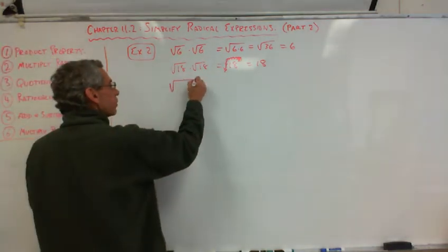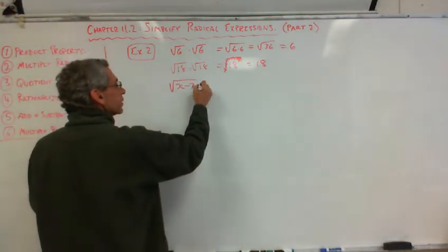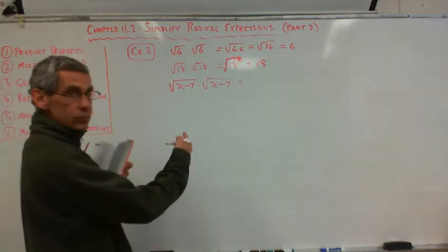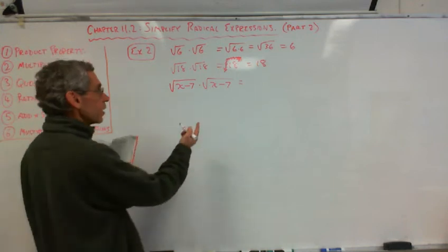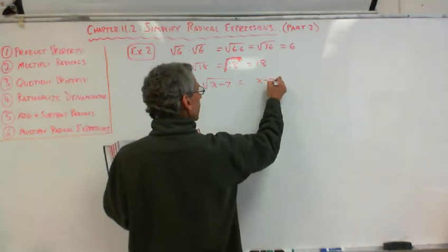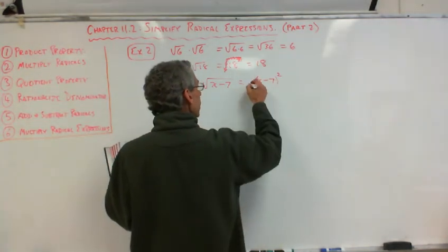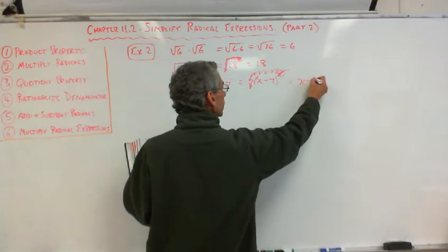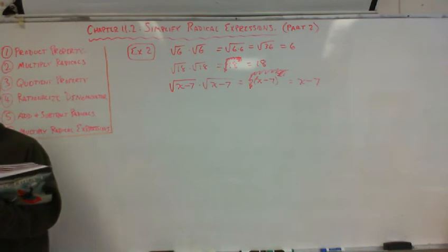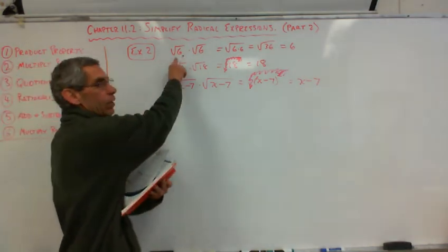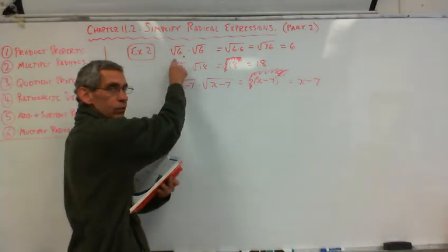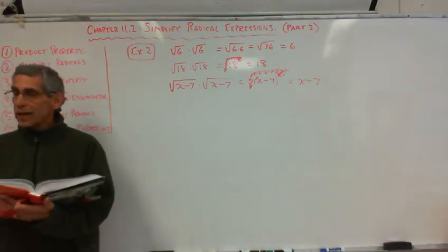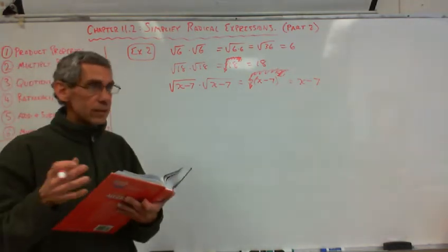So what about this though? What if I had the square root of x minus 7 times the square root of x minus 7? That equals x minus 7, right? Because otherwise it would be x minus 7 in parentheses squared. Take the square root of that, the square and square root cancel out, so you have x minus 7. So it's pretty straightforward. Whenever you have the same number under the two square root signs and they're being multiplied, immediately they come out as that number.